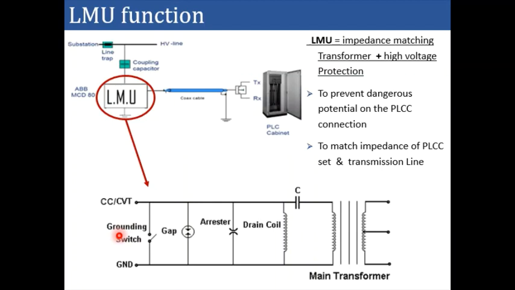Then you will see various components like the grounding switch, arc gap, lightning arrestor, drain coil, and the transformer. Using this arrangement, it prevents dangerous potential, that is high voltage, from penetrating inside the PLCC terminal, and it matches the impedance of the PLCC with the coaxial cable.